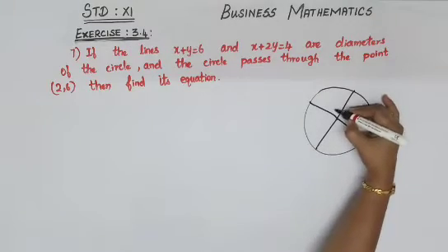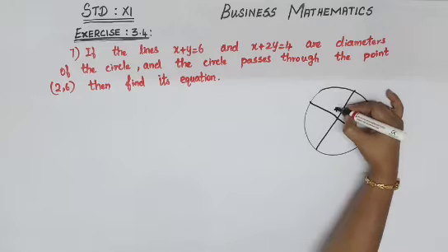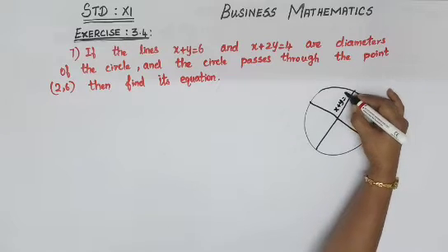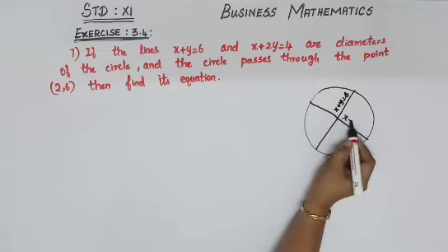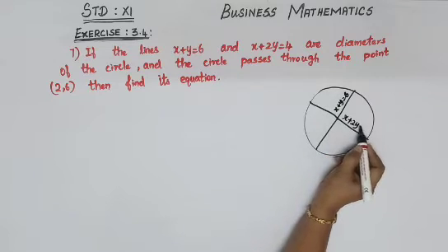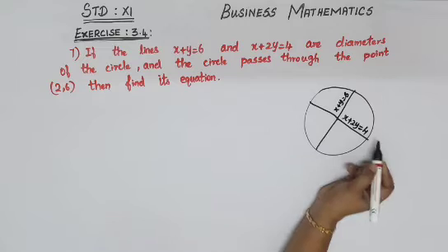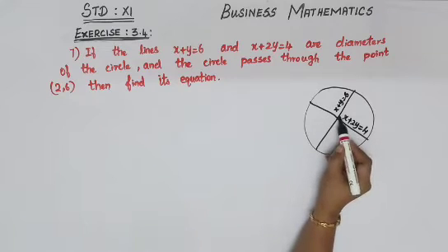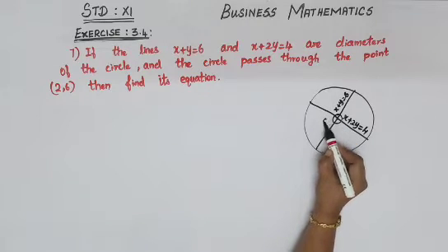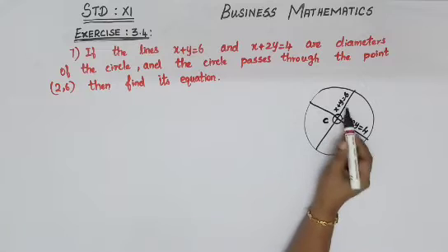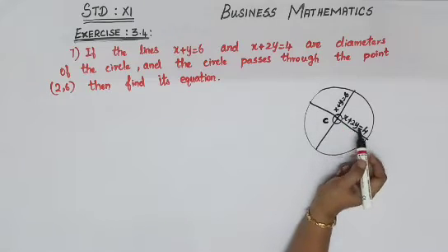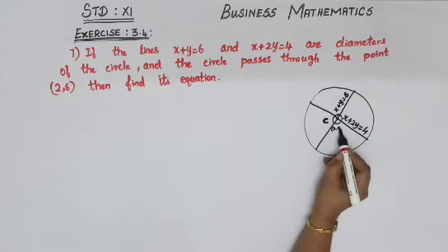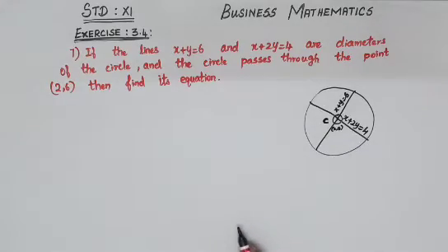So the first line we can write as x plus y is equal to 6, and your second line is x plus 2y is equal to 4. From the diagram you can see the intersecting point is your center. So to find the intersecting point, if you solve these two equations, we will get x and y. That x and y will be your center. So we'll just go for the solving now.